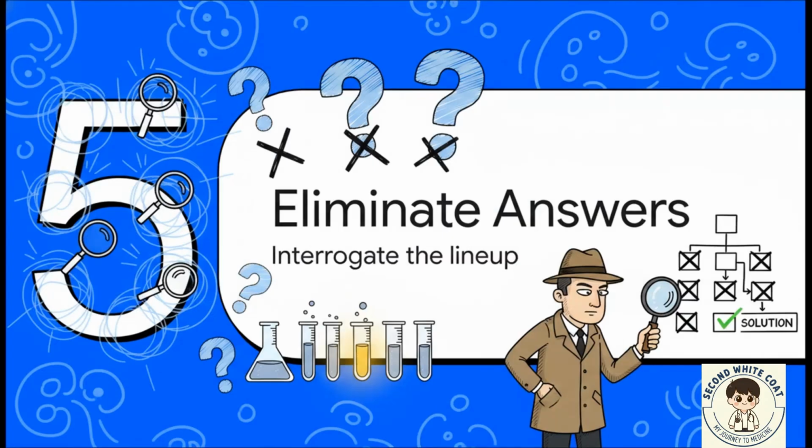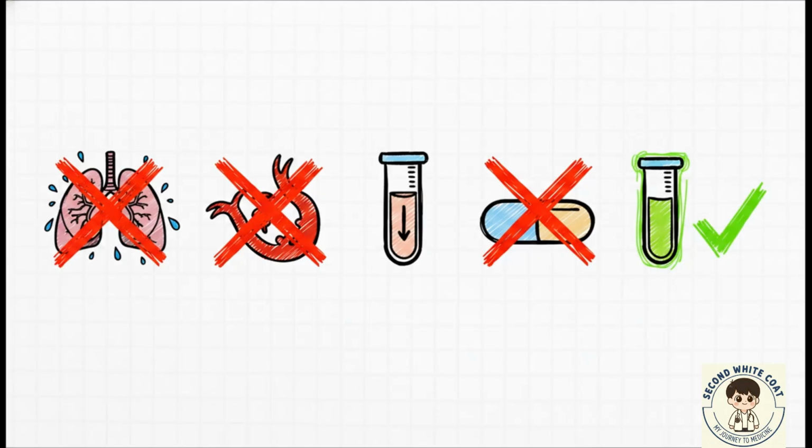Step 5. Eliminating wrong answers. Time to methodically interrogate the lineup. Let's go through these options one by one. Choice A, Goodpasture syndrome. That requires hemoptysis and crescents on the biopsy. We don't have those, so it's out. Choice B, ANCA vasculitis, exceedingly rare in children. Out. Choice D, decreased C4. Well, that implies a classical pathway disease like lupus, but remember our trap, PSGN lowers C3, not C4.